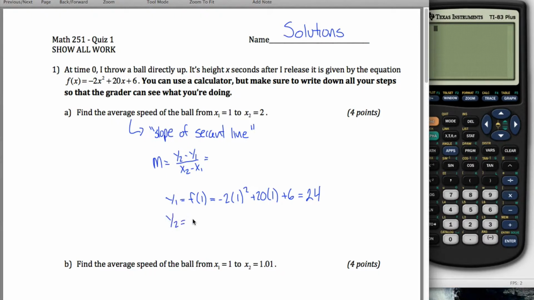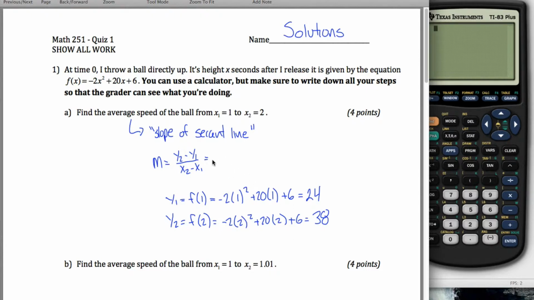And y2, same basic idea. It's what comes out when you put 2 in. Well, I change all the x's into 2's. I'd get this thing. Negative 8 plus 46 sounds like 38. If I did that math right in my head.